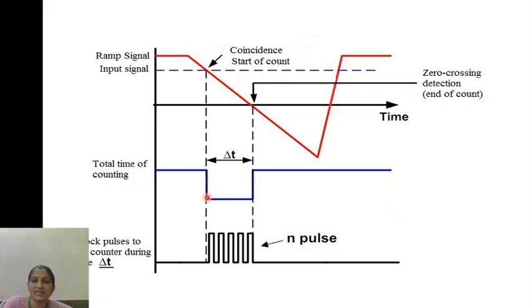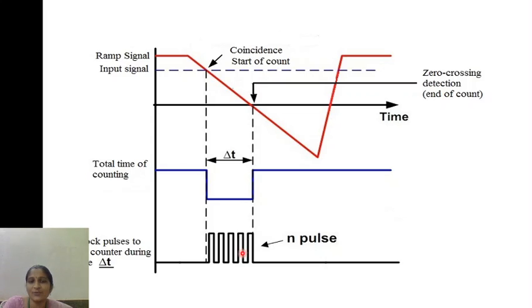So at that time the pulse has been started, and a start pulse has been generated, and this will continue until there is a zero crossing. That means a zero pulse will be there, that is, a stop pulse is produced. So from the start pulse to the stop pulse, the number of pulses that have been produced are counted and displayed on the digital voltmeter screen.